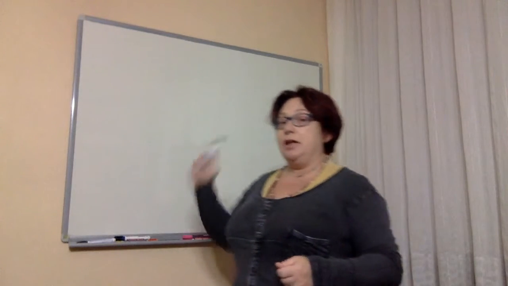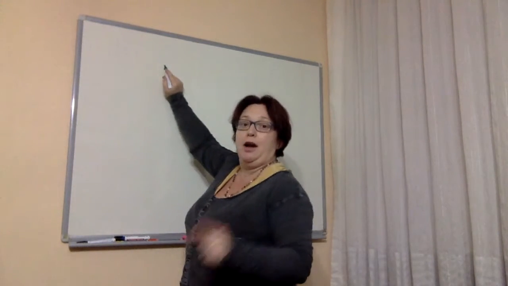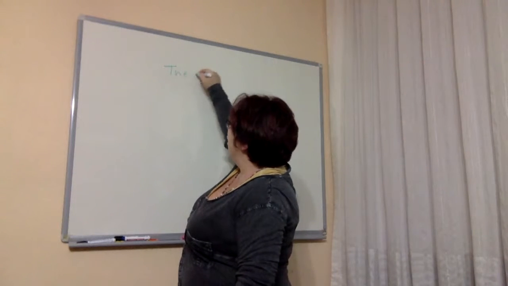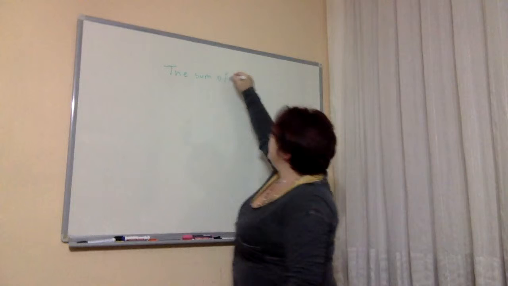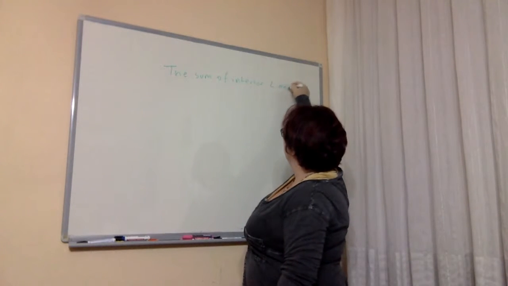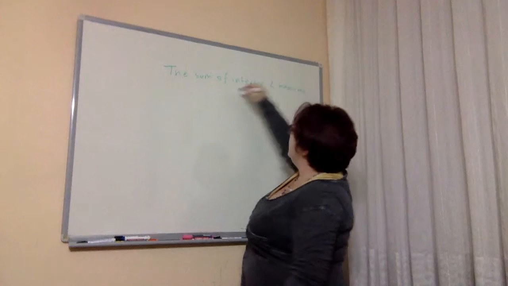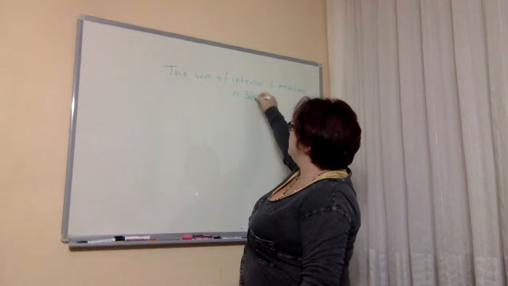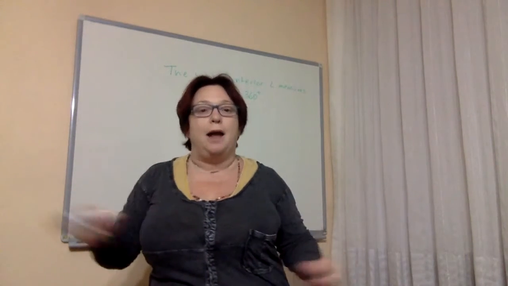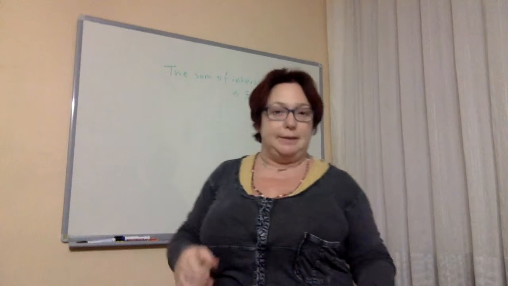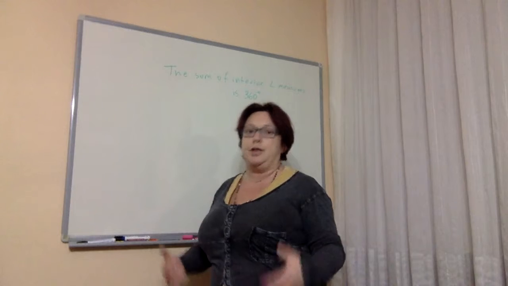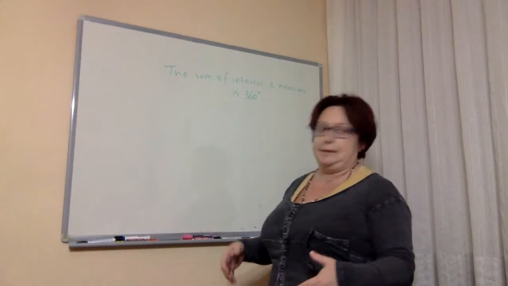Now, another really important property of a quadrilateral is that the sum of the interior angle measures is 360 degrees. The sum of the exterior angle measures for any polygon is 360 degrees. But for the quadrilateral, the sum of the interior angle measures is also 360 degrees.